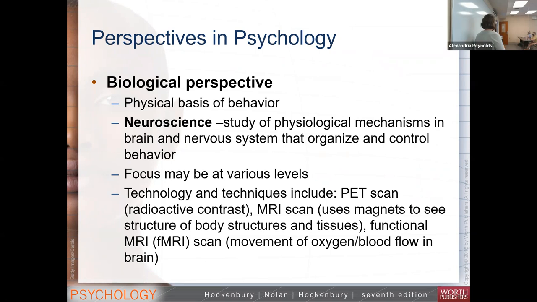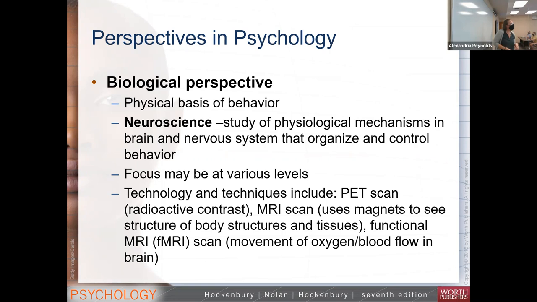Now, our tech is pretty good, but you can't get down to the cellular level, okay? This is very big picture stuff. And then functional magnetic resonance imaging, or fMRI, is actually looking at the brain as it moves. So where's the blood flow going in your brain? Because the theory is when you're using a particular part of your brain, the blood's going to go to that area to give it energy, okay?